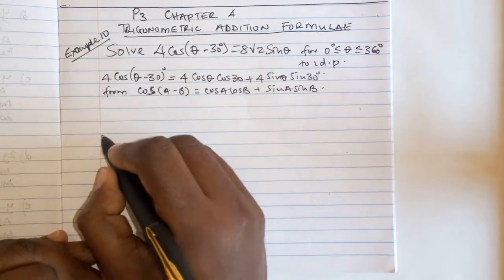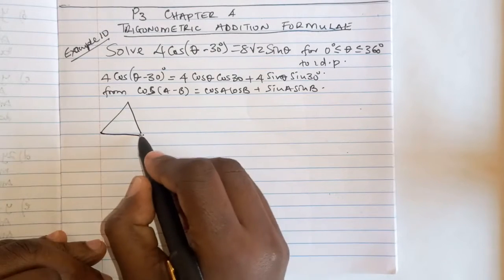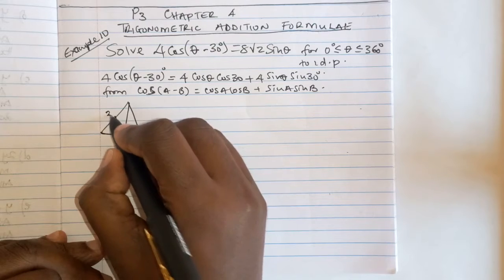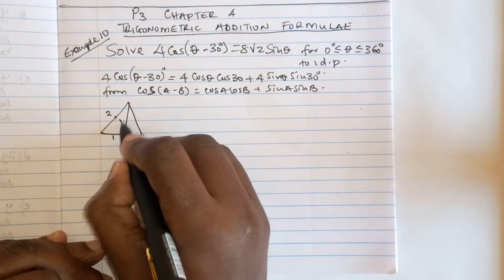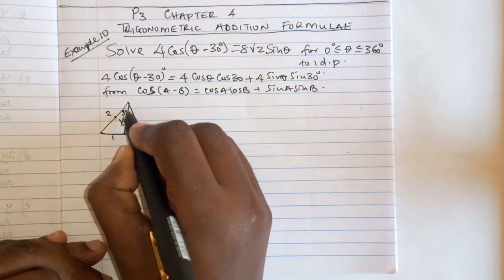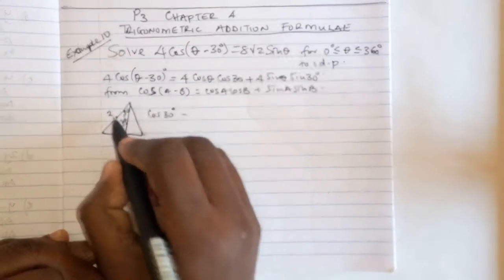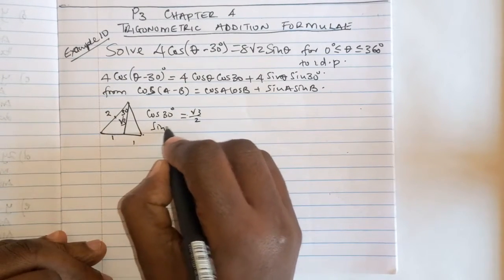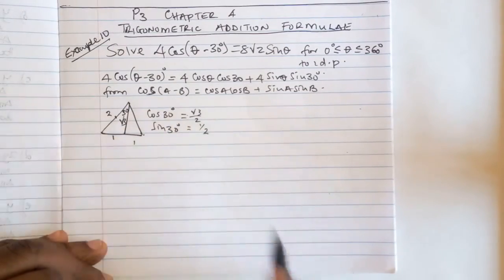In case you have forgotten what cos 30 and sine 30 are accurately, take an equilateral triangle. This is 2, that's 1 because it's bisected. This is 1 and this is root 3. So this is 30 degrees. You can see the cosine of 30 degrees is adjacent over hypotenuse, which is root 3 over 2, and the sine of 30 is opposite over hypotenuse, which is a half.